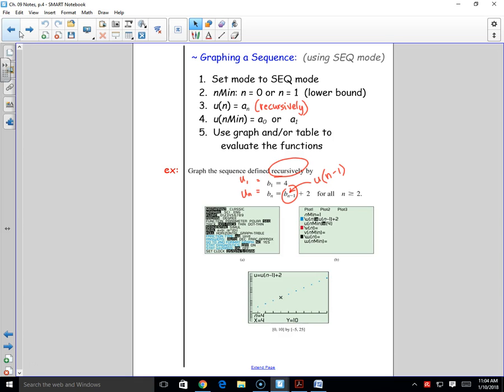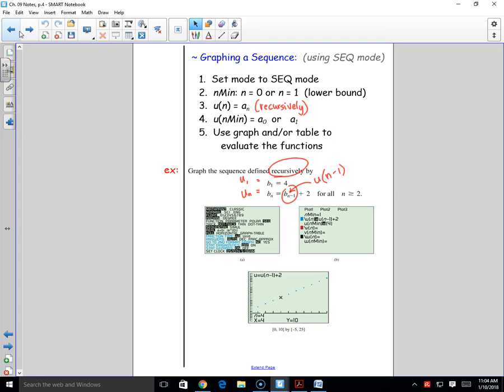You could change the window and zoom out, zoom out, zoom out, and see that it keeps on increasing and going higher and higher and higher. Couldn't you also go to the table? Didn't we talk about yesterday? Couldn't you make it ask, and couldn't you find the 10th term, 100th term, 1000th term?